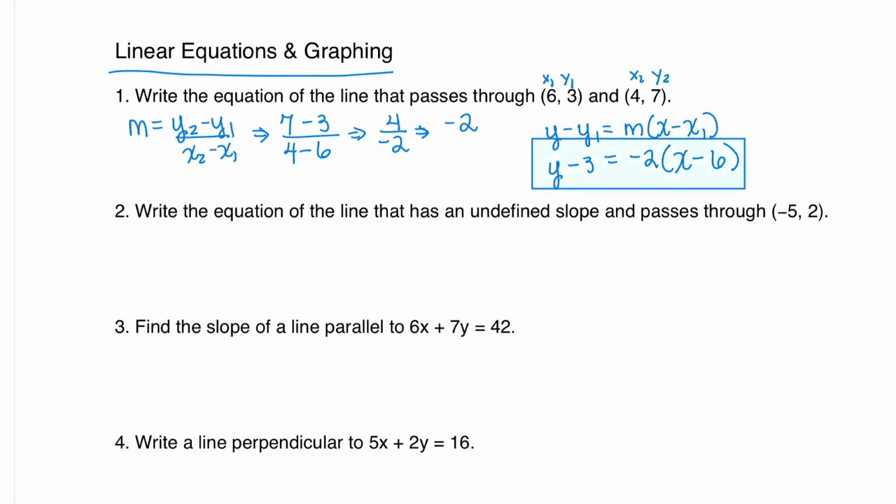If you have to put it into slope-intercept form, you can also do that by distributing this 2 to both terms and then adding over the 3, and that'll get it in slope-intercept form. Or standard form, same thing, you would just have to rewrite it, distribute that negative 2 and rewrite it in the standard format.